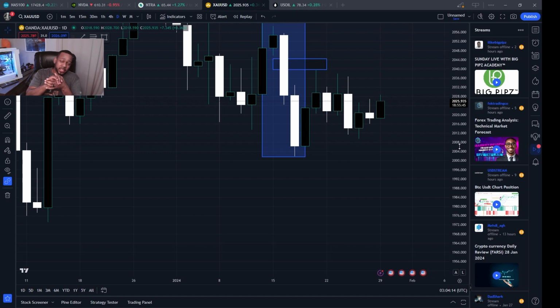Again, it might take 3 days. It might just start going for it. And at that point in time, it may leave behind some imbalance. However, again, looking for these 4-hour closes below.